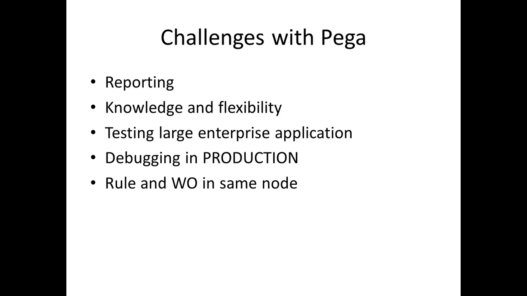Another thing is it's very difficult to find people with the knowledge of how to flexibly make use of Pega. That is one of the advantages for people with Pega skills, but a disadvantage to the product. Another thing is testing large-scale enterprise applications. Testing is a very big pain point in Pega, whereas with a traditional programming language like Java, you have open source tools like Selenium that can automate the testing easily for you. Pega's testing applications aren't that strong.